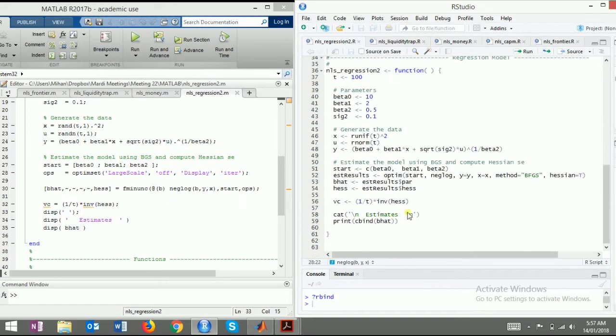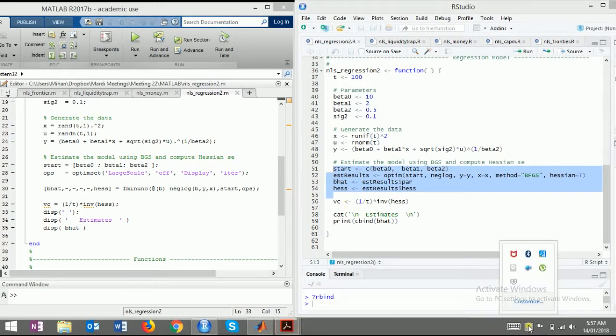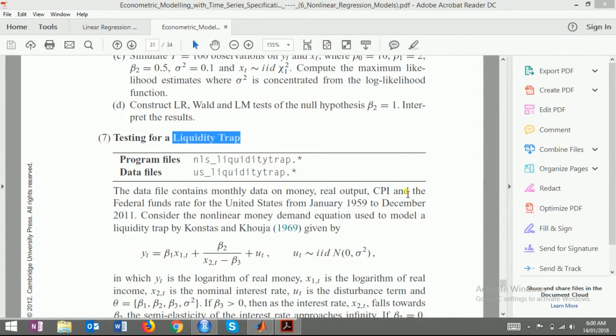So basically that is it. Now we are going to look into some of the very practical applications, such as testing for liquidity trap.